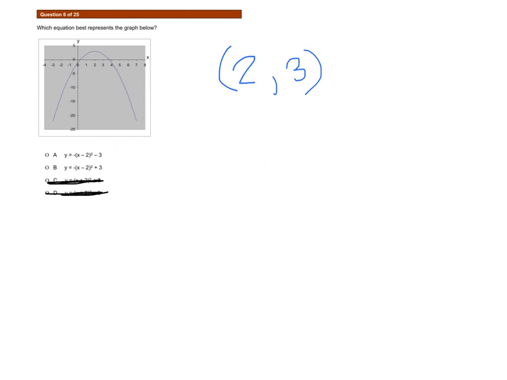Looking at our choices here, we can see that letter B has a positive 3 as opposed to letter A, which has a negative 3. So B is going to be our choice.